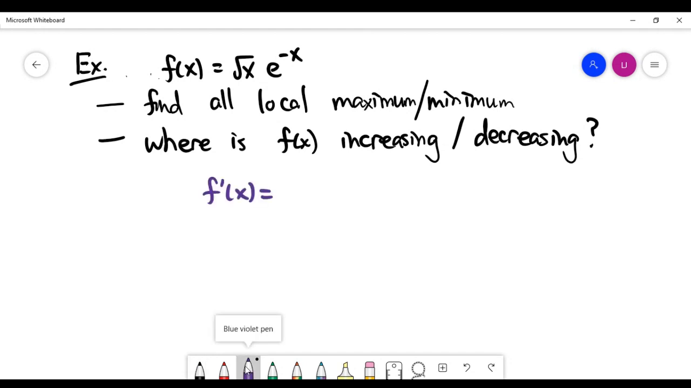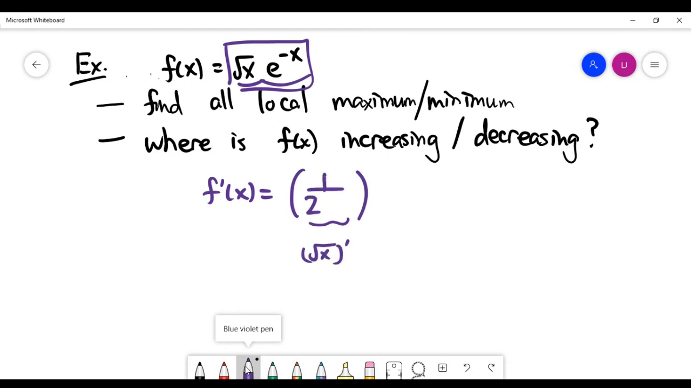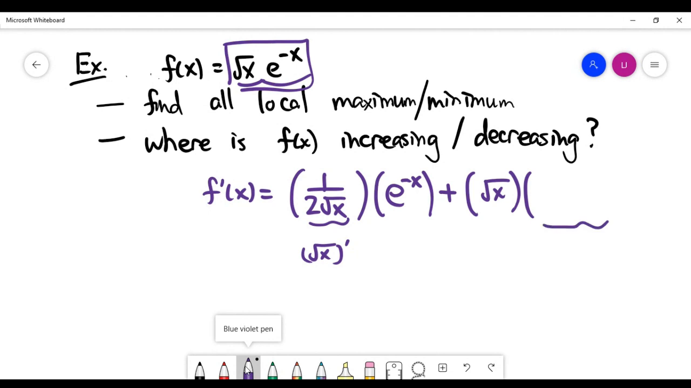So f prime of x, based on this current function, which is a product of two functions, we can actually use the product rule to find f prime of x. So by the product rule, what you have is the following. We can differentiate the first function, square root of x, first. So it is actually 1 over 2 times square root of x. And we can keep e to the power minus x unchanged. And for the next term, we keep the square root of x unchanged. And the derivative of e to the minus x is a mini application of the chain rule. So it is minus e to the power minus x.